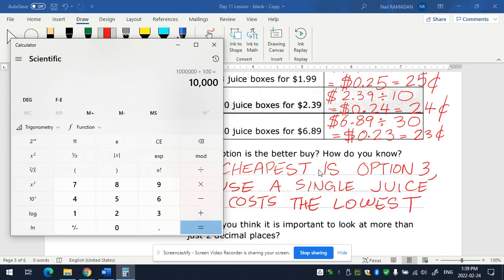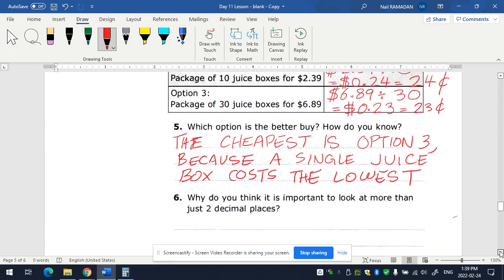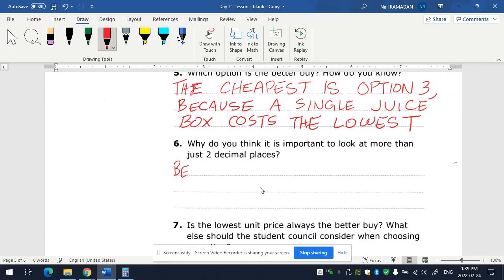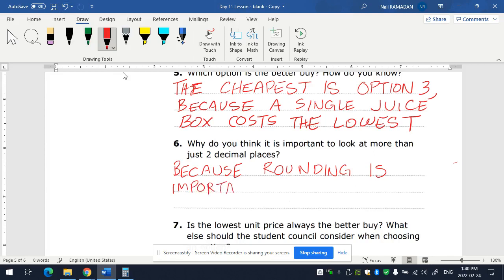Okay. So basically, we're going to say what? Why? Because rounding is important, and it matters how many juice boxes you get.